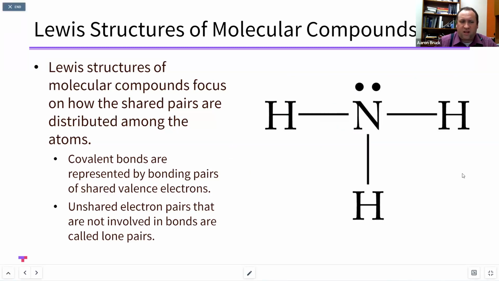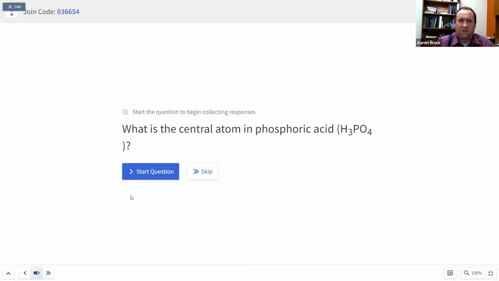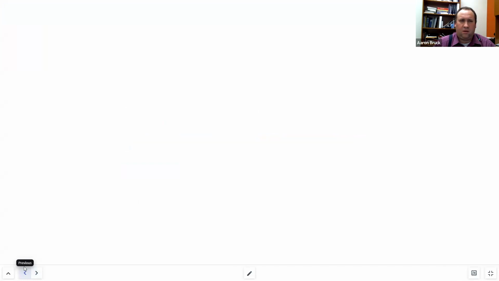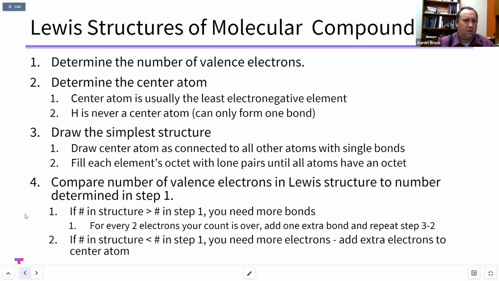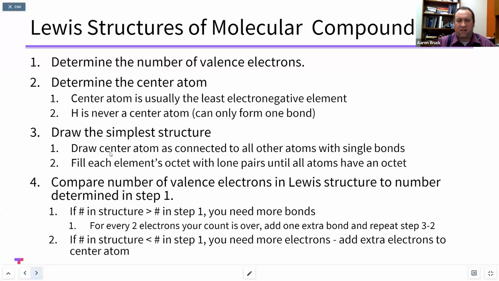So Lewis structures get a little bit more complicated when we go this direction, and we start looking at molecular compounds. Now, to go about drawing these structures out, there's a step-by-step process that goes into it. I'm not going to go through this process with you step by step. We'll do that when we get into the actual drawing in our next class. But there is a process. The first step in the process is we need to determine how many valence electrons there are.